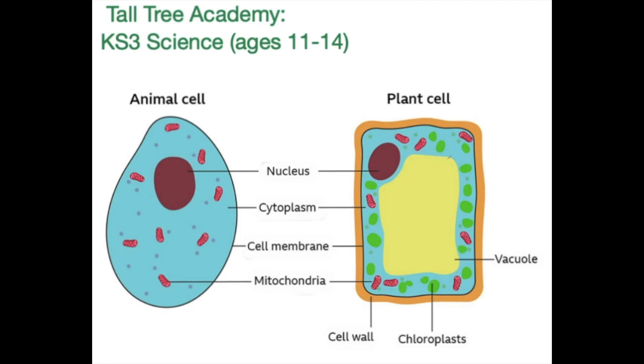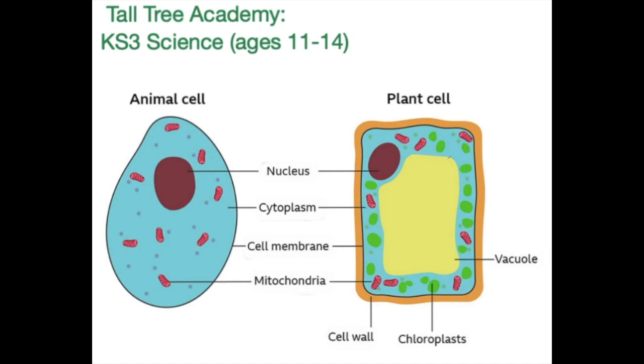Then the final part is the vacuole of plant cells. A vacuole is a space that contains cell sap, which is a weak solution of sugars and salts. So that's all the components of animal and plant cells.